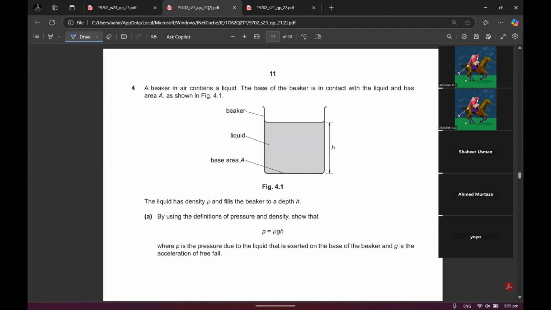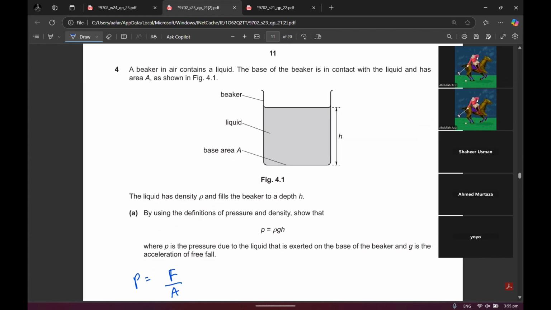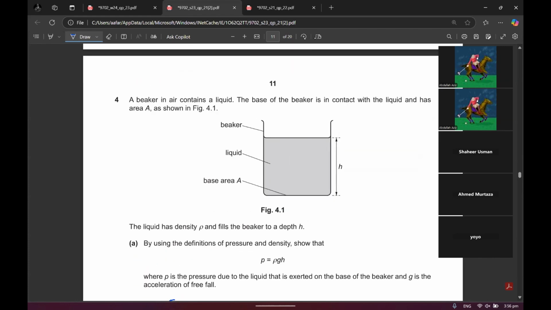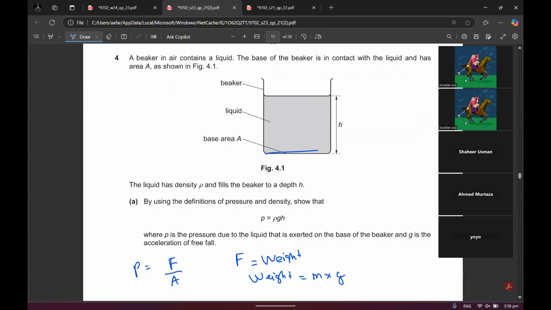Okay, so we know that the basic equation of pressure is force over area, right? Force over area. And now we need to calculate the force of this liquid on this base. So the force of the liquid will be its weight, and the weight of the liquid is mass into gravity.